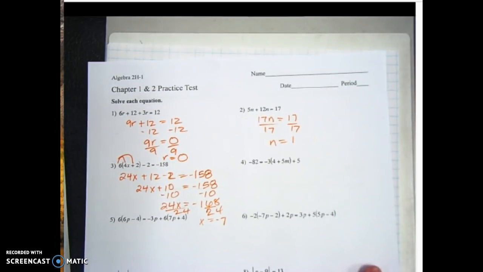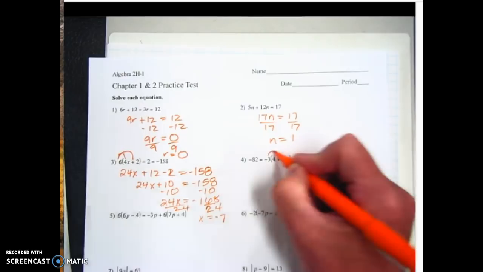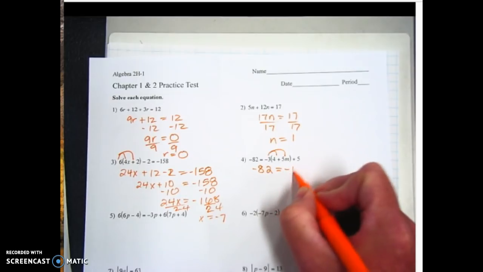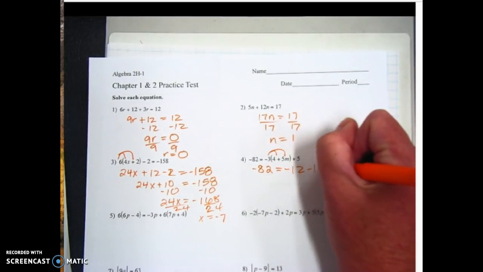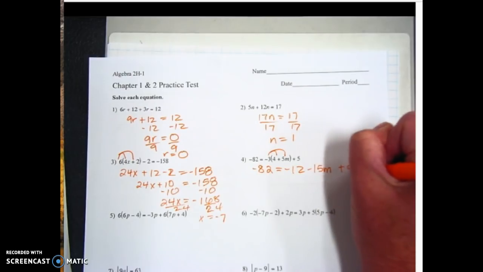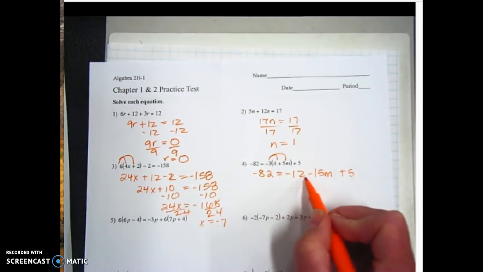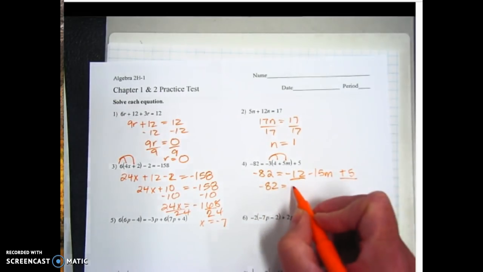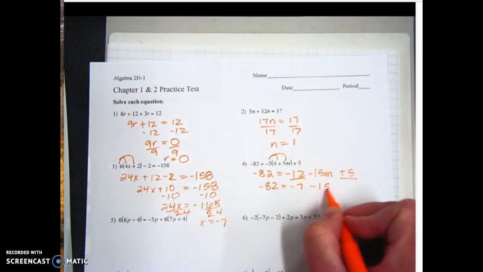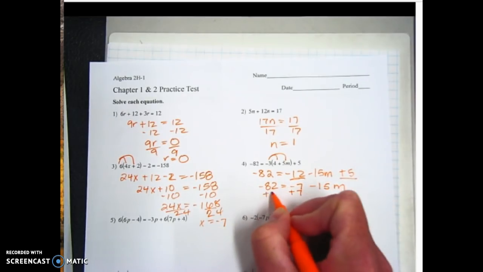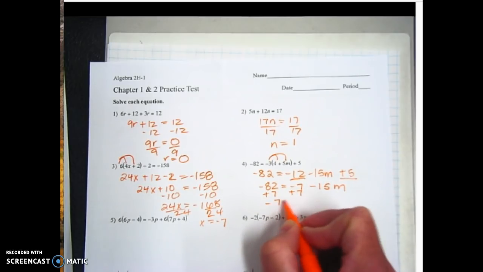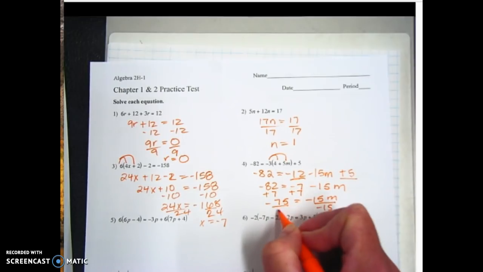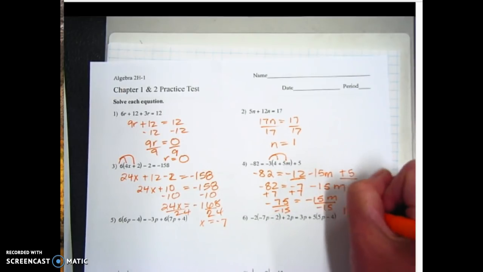All right, number 4. So we're going to distribute on the right side of the equal sign this time. So negative 3 times 4 is negative 12. Negative 3 times 5n is negative 15m. And then 5 more. So on the right, our like terms are the negative 12 and the 5. So bring down everything else. That would be negative 7 minus 15m. So you're going to add your 7 to both sides. That gets you to negative 75 equals negative 15m. So when you divide both sides by negative 15, it actually goes in there 5 times.